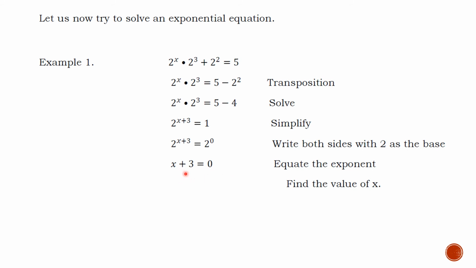How are we going to do that? Transfer 3 to the other side of the equation. Then we have x equals negative 3. So this is now the value of the unknown variable x. Now let's do some checking.